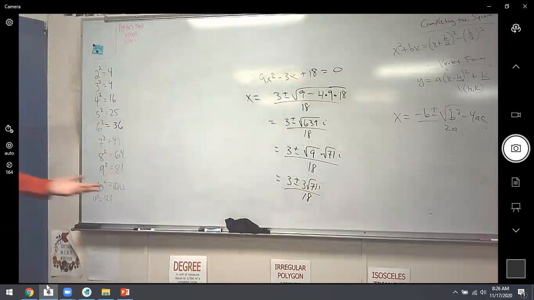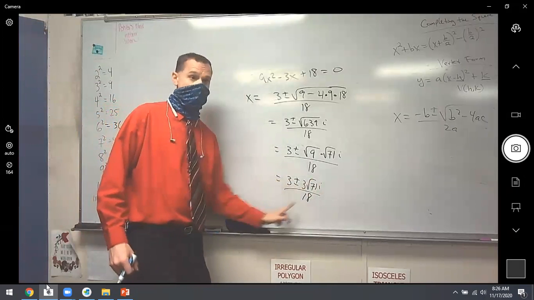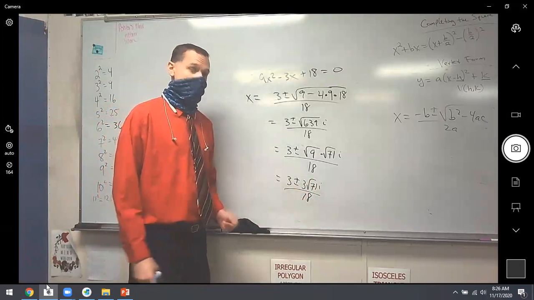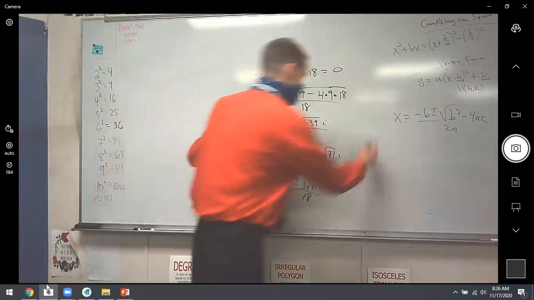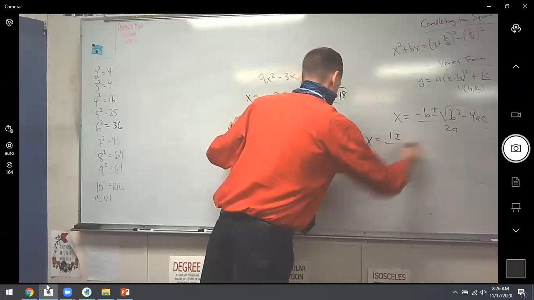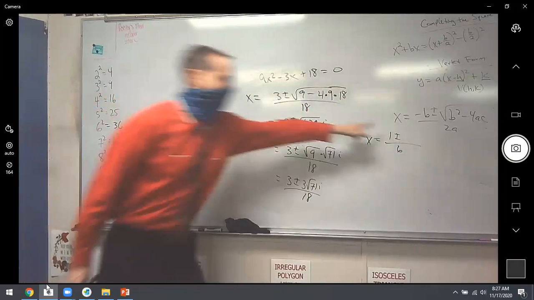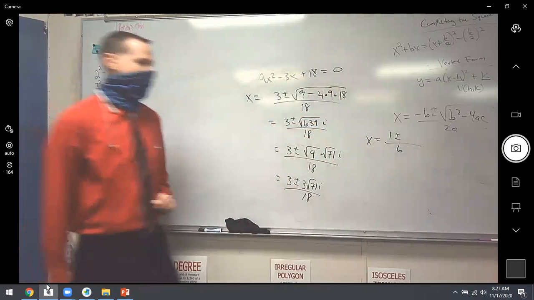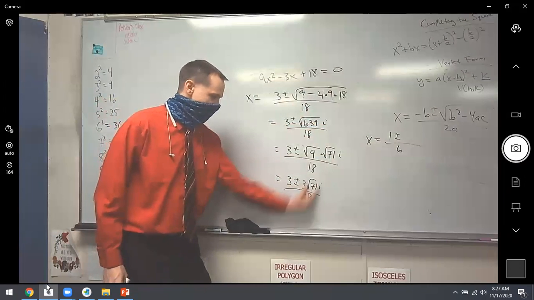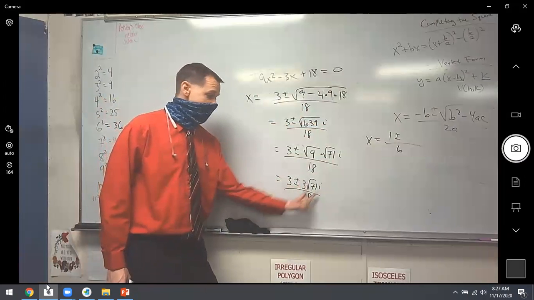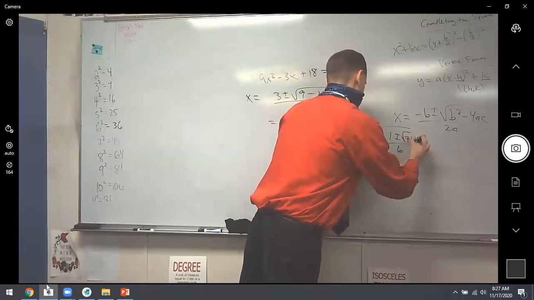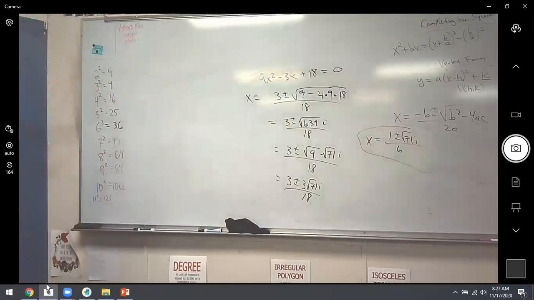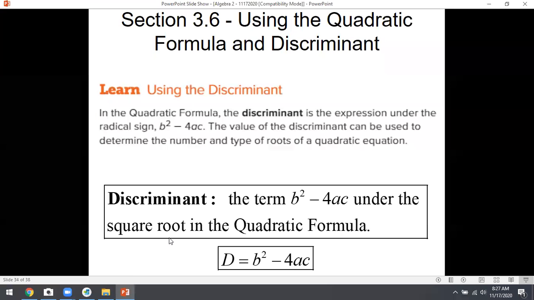Can we simplify the fractions? I see 3/18 in both of them, don't you? Can I reduce 3/18? Sure, 1/6. So I'm going to change all these 3/18s to just 1/6s. So the final answer will be 1/6, plus or minus this fraction, but I still got this square root of 71, and I still got this i thing. So there's my final answer for that. And as long as you're careful with it, it should be pretty darn straightforward.